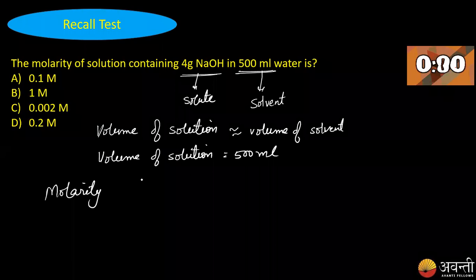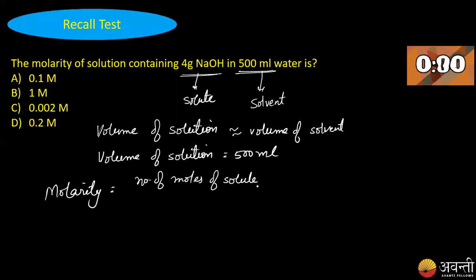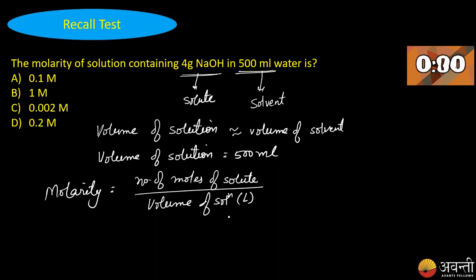what is molarity? Molarity is the number of moles of the solute divided by the volume of solution in liters. If this volume is in ml, then you multiply by 1000, and if it is already in liters, then no need to multiply. So 500 ml can be written as 0.5 liter, right?